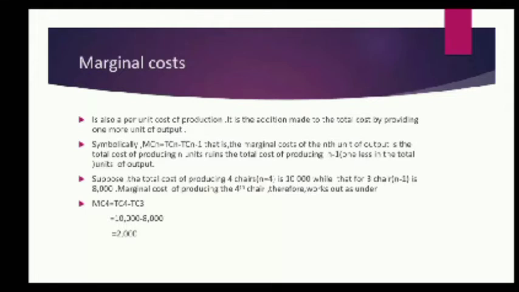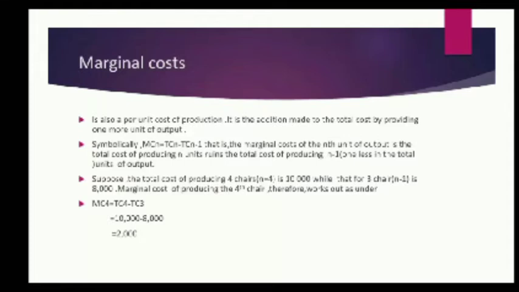Marginal cost. It is also a per unit cost of production. It is the addition made to the total cost by producing one or more units of output. Symbolically, MCn is equal to TCn minus TCn-1. That is, the marginal cost of the nth unit of output is the total cost of producing n units minus the total cost of producing n minus 1, or one less unit of output.